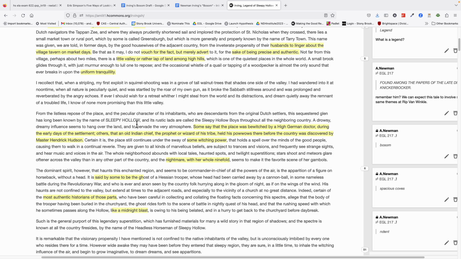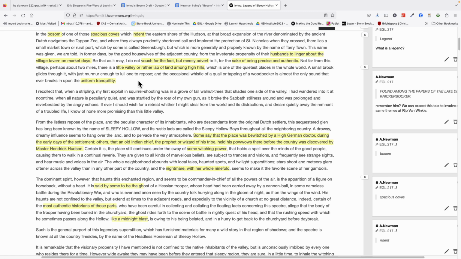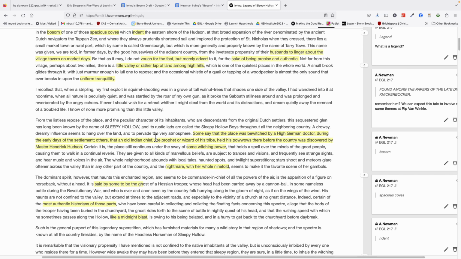"From the listless repose, the particular character, the sequestered glen, has been known by the name of Sleepy Hollow." And we don't think of Sleepy Hollow in these terms, but because it's a hollow, it's corresponding to this yonic imagery of the coves and the indentation, etc. And it's defended by these rustic lads, the Sleepy Hollow boys, throughout all the neighboring country.